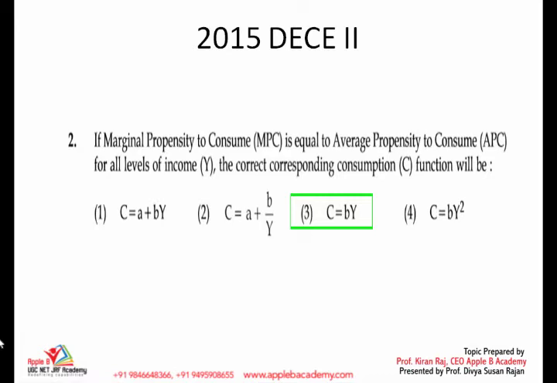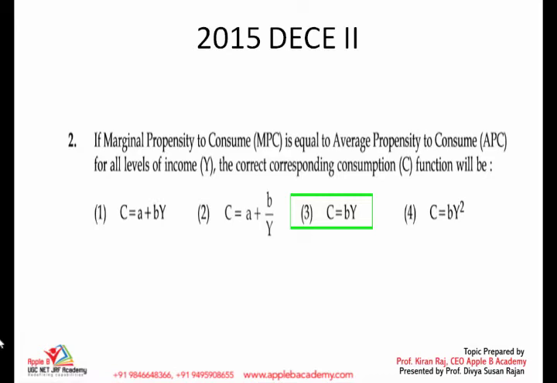If the marginal propensity to consume is equal to the average propensity to consume for all levels of income, the corresponding consumption function will be: A, C is equal to A plus BY; B, C is equal to A plus B divided by Y; C, C equal to BY; and D, C equal to BY squared. Now, let's take the question into consideration in detail.